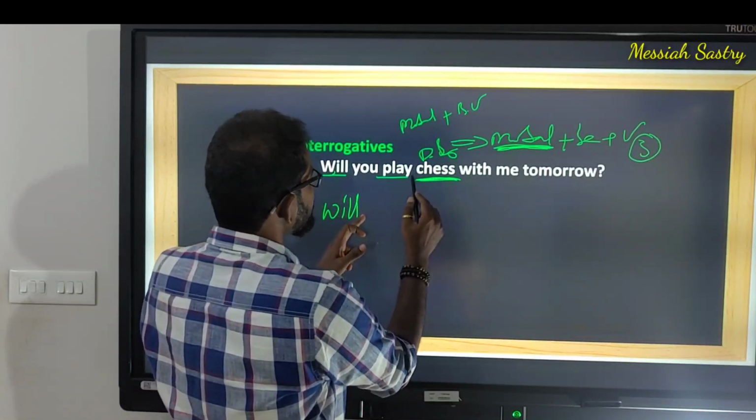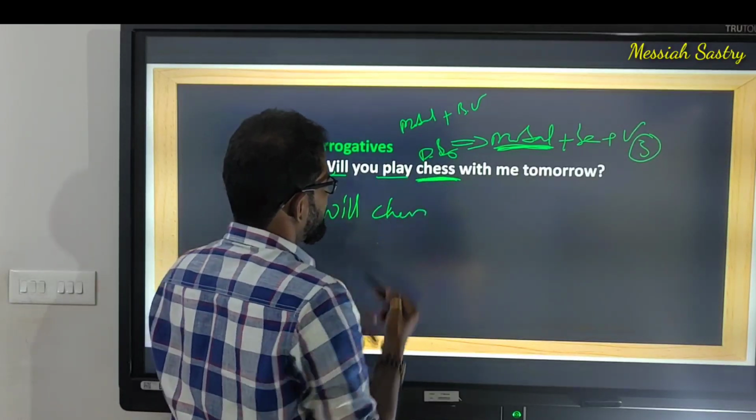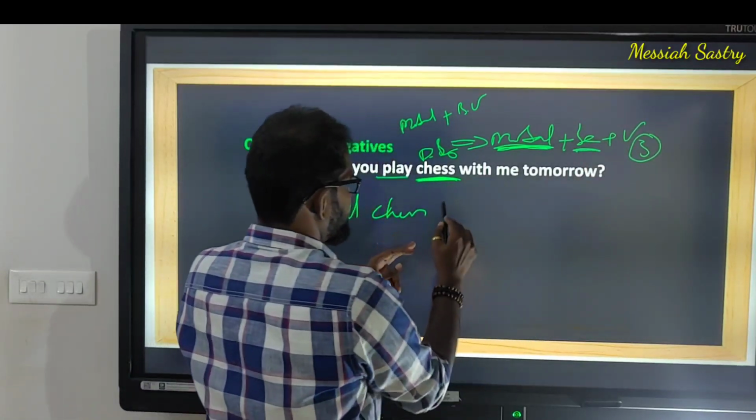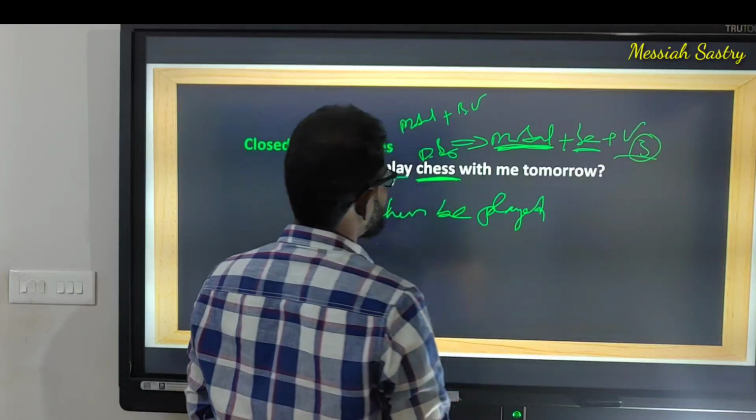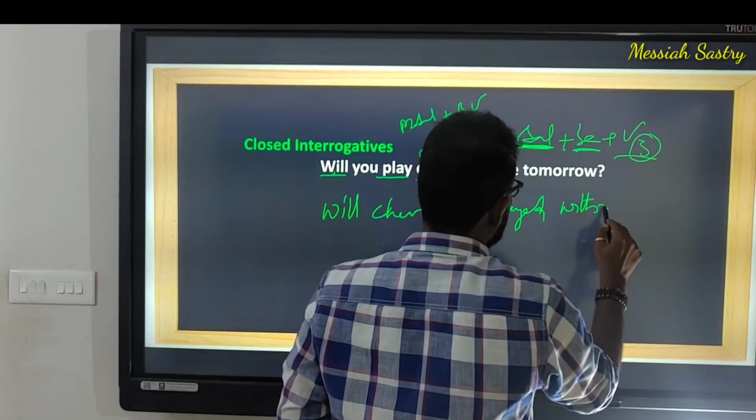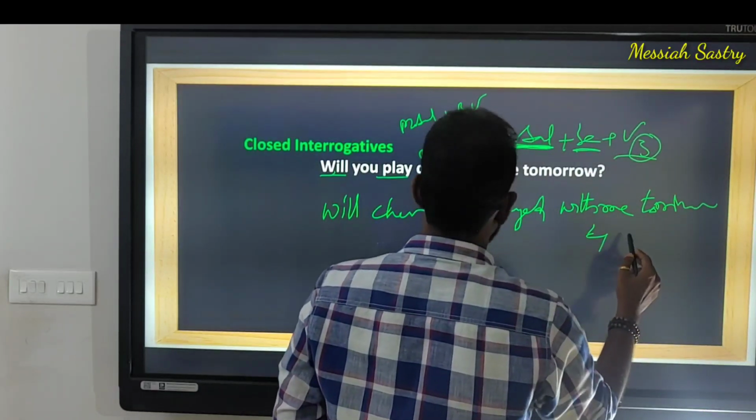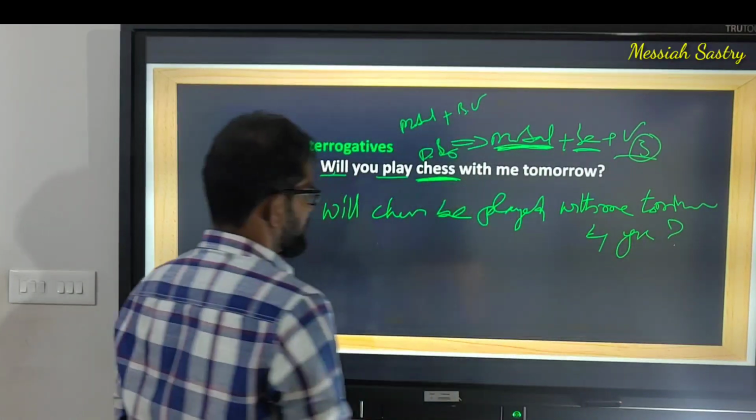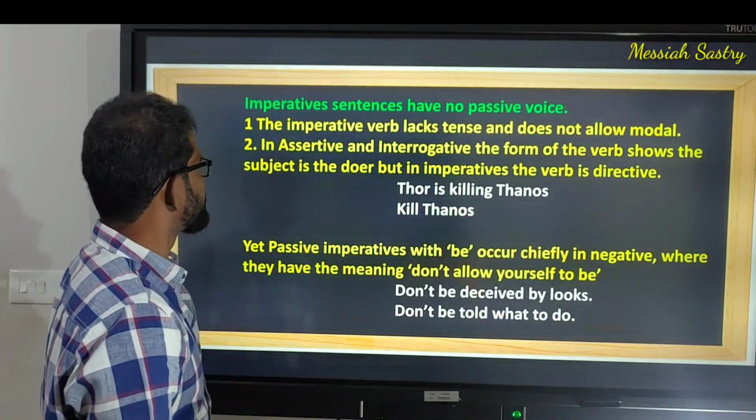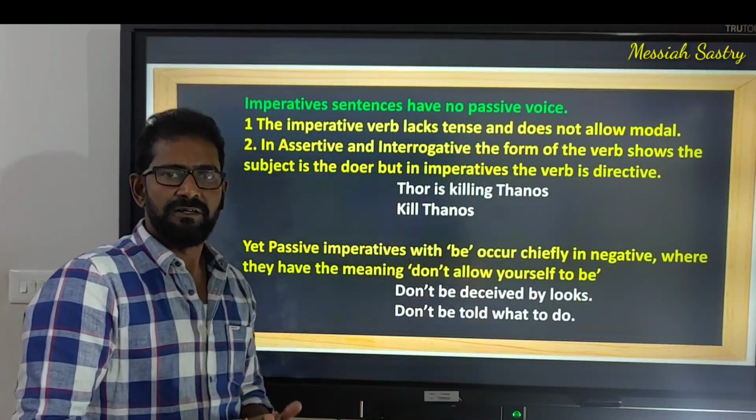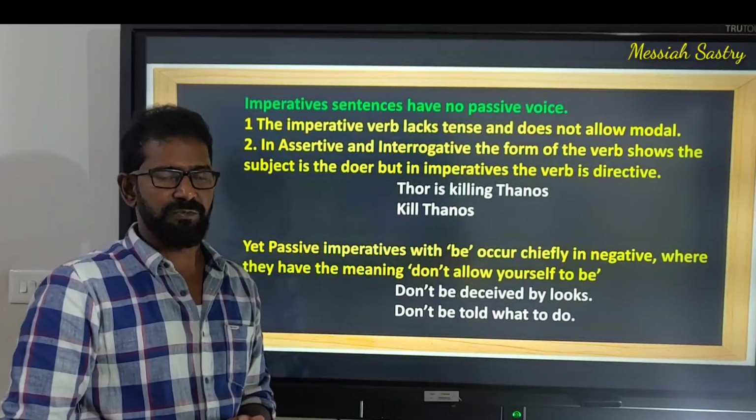Will. Now the object becomes the new subject. Chess. Will chess. Next the main verb: be, V3, played. With me. Tomorrow. By you. Question mark. Will chess be played with me tomorrow by you? Next. So those are interrogative sentences. How to change closed interrogative and open interrogative sentences, we discussed.